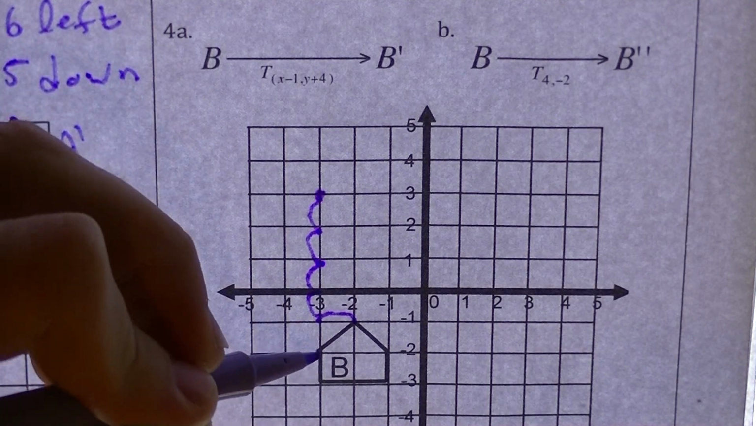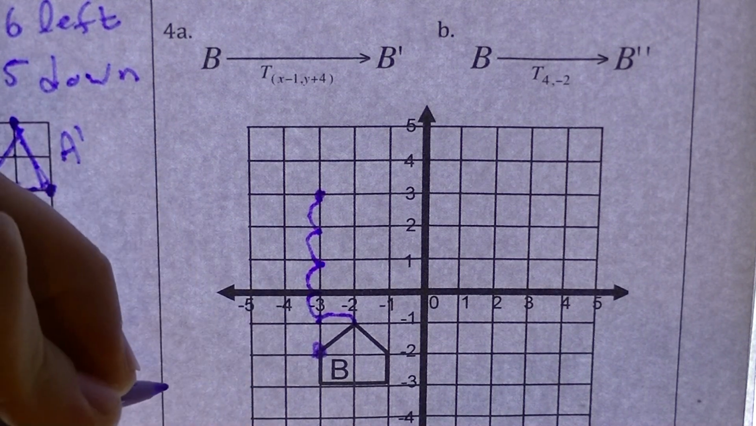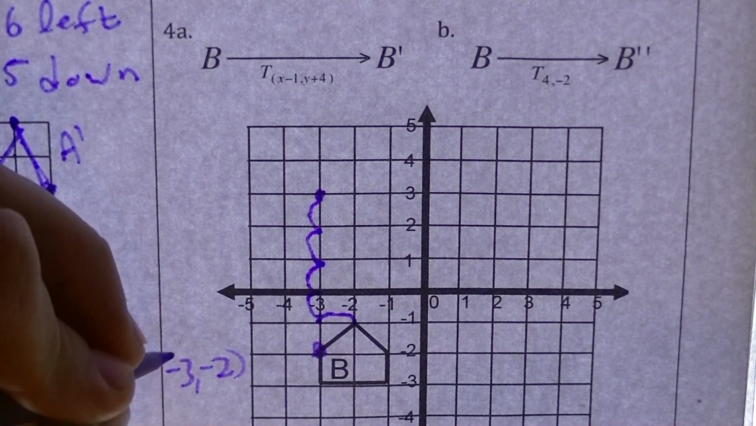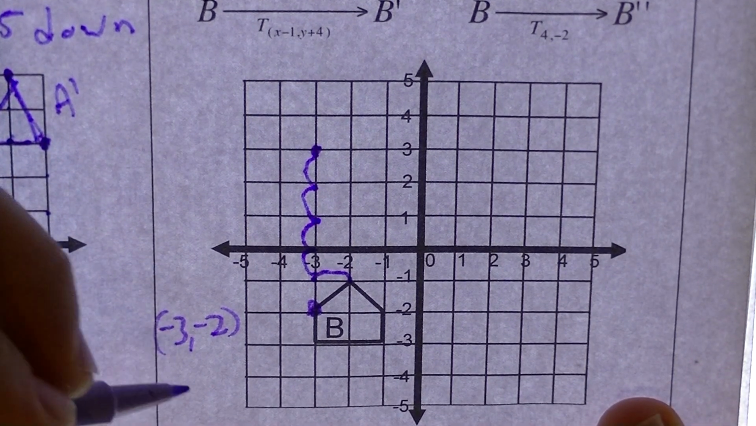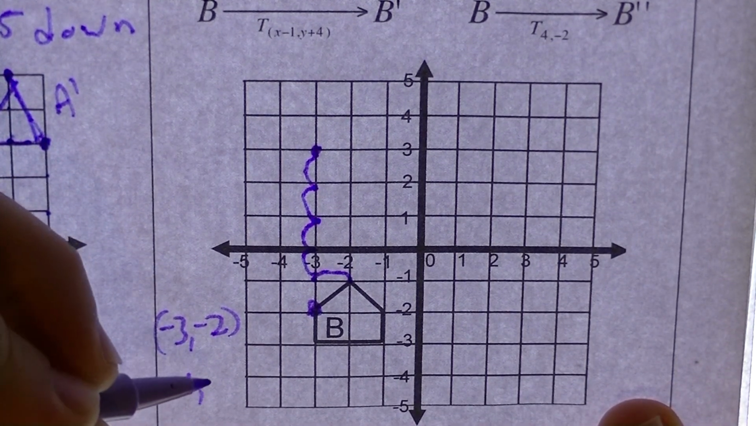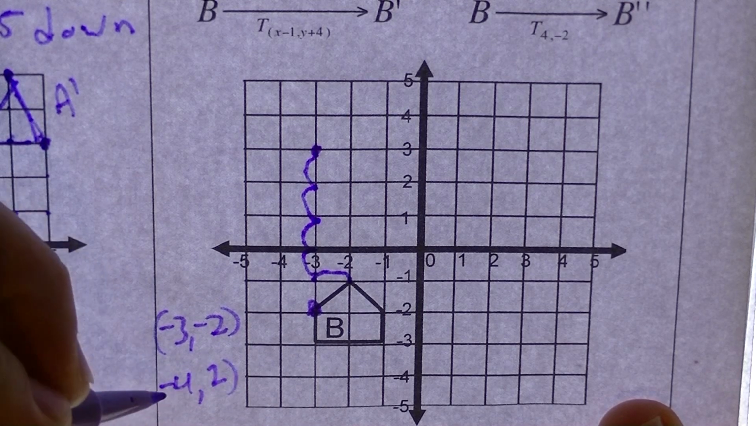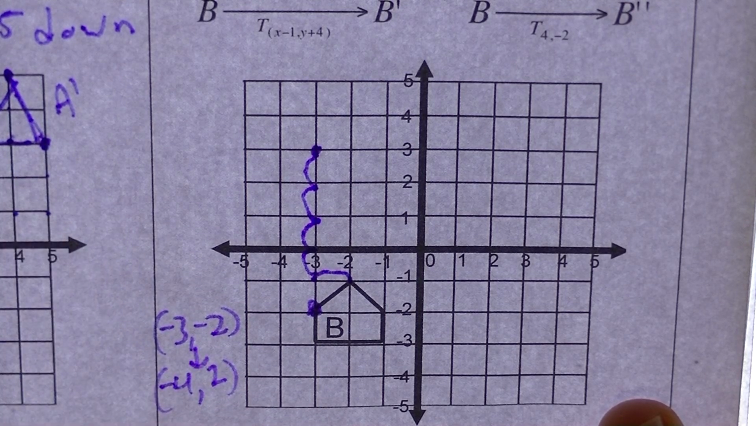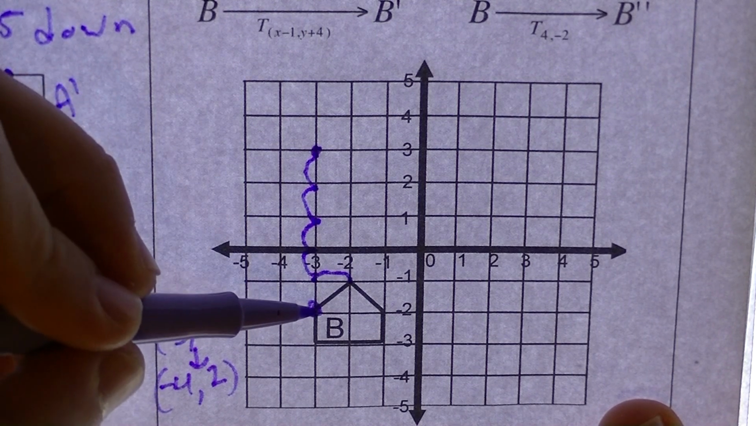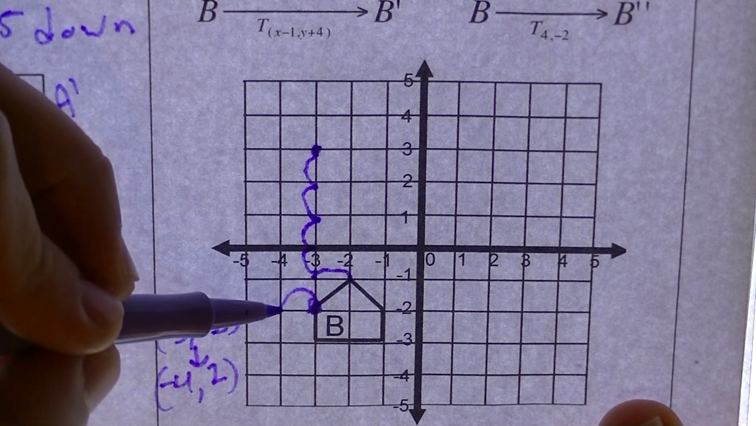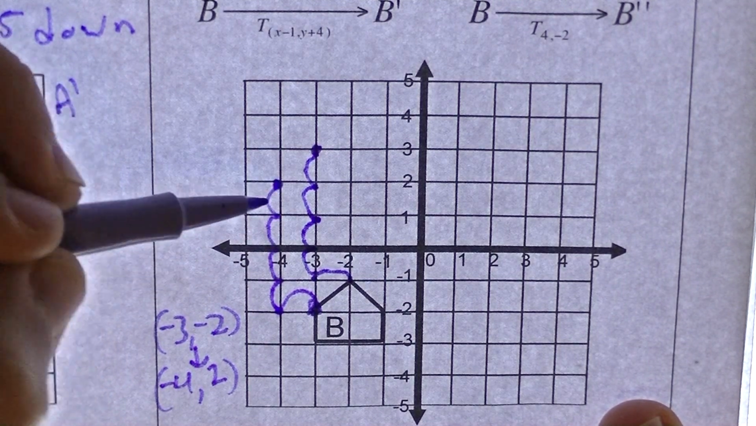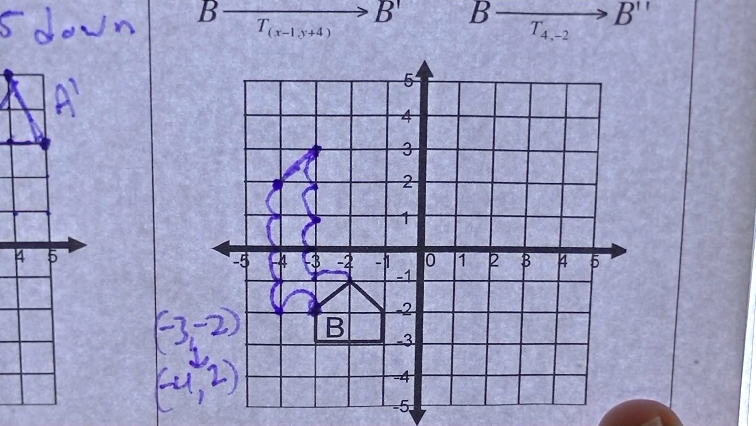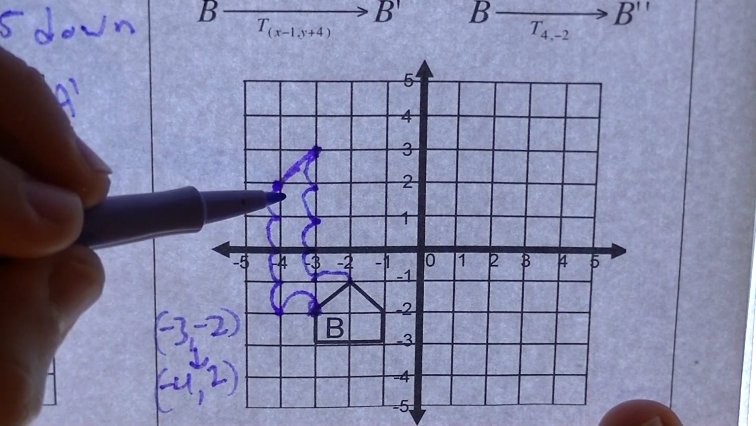Or I can look at the coordinates. This is the coordinates -3, -2. And then, well, -3 minus 1 gets me to -4. -2 plus 4 gets me to +2. So I'm guessing this should be at -4, 2. Let's see what happens if I do x minus 1, y plus 4. 1, 2, 3, 4. This is that new point over there, and it's at -4, 2.